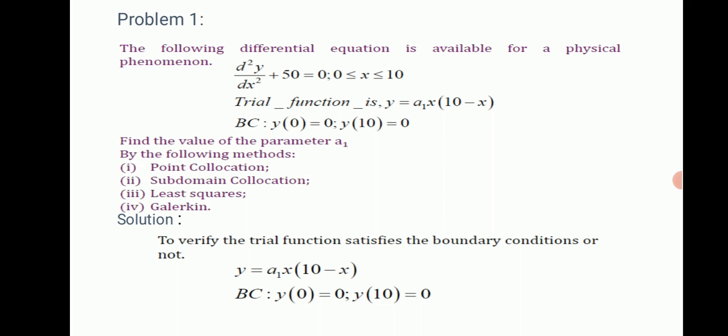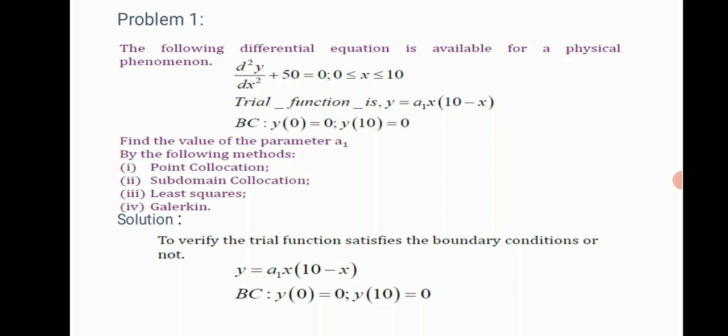The first problem is: the following differential equation is available for a physical phenomenon, d square y by dx square plus 50 is equal to 0, and the limit given is 0 to 10. The trial function is y is equal to a1 x into 10 minus x. Some problems directly give a trial function, but in some problems we have to assume the trial function, and that trial function should satisfy the boundary conditions.